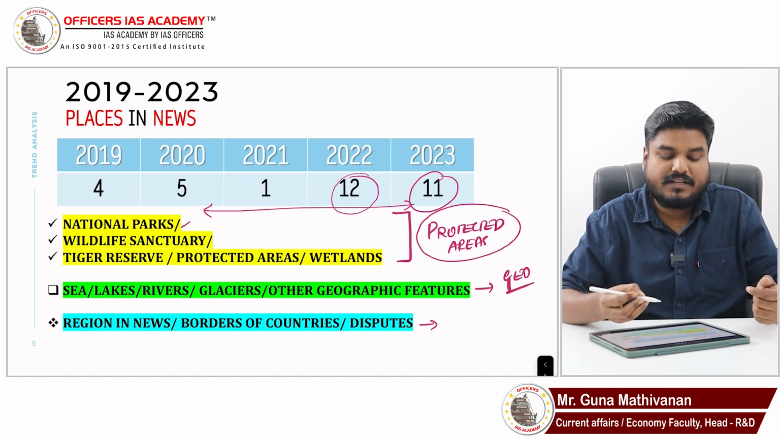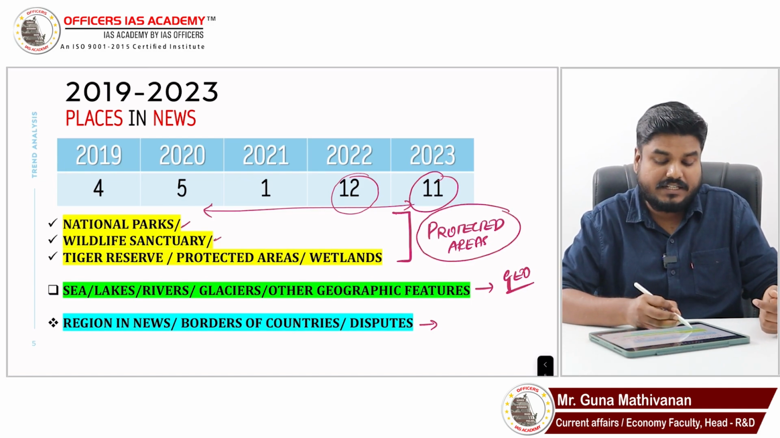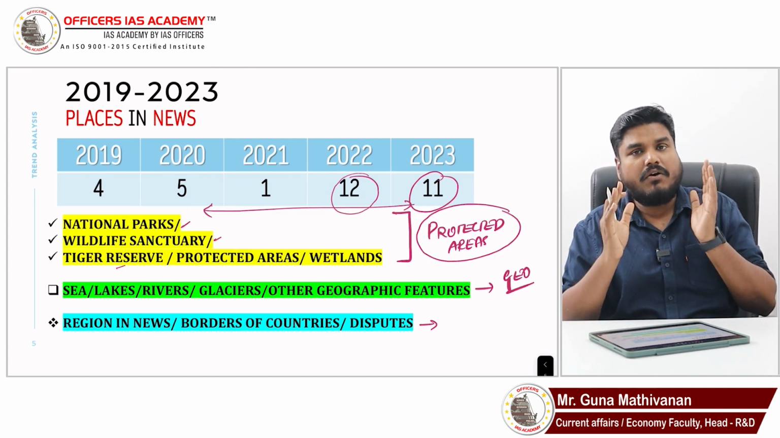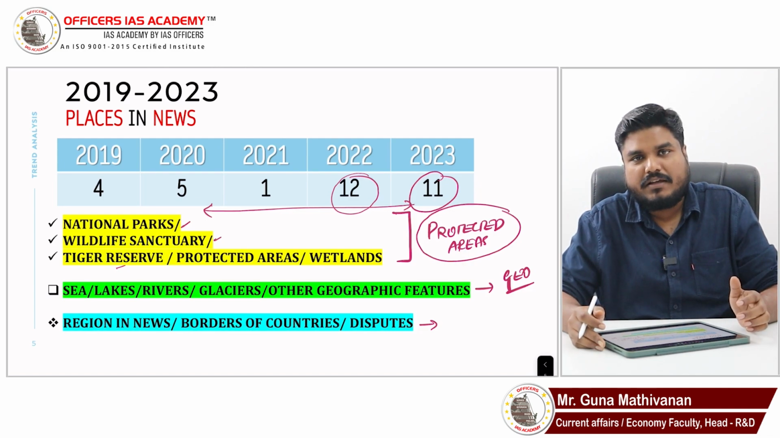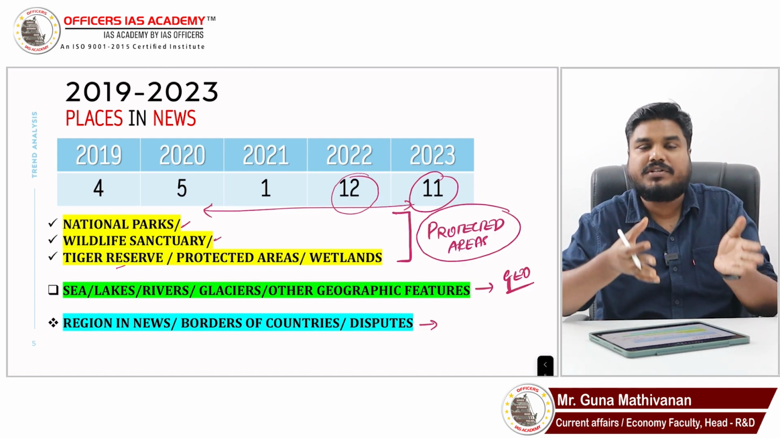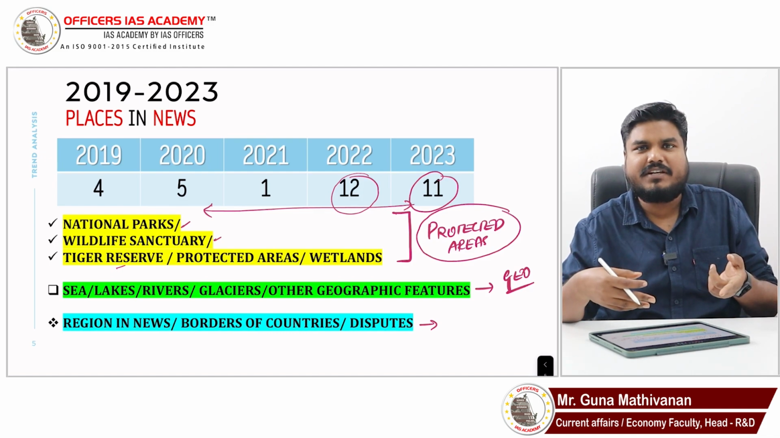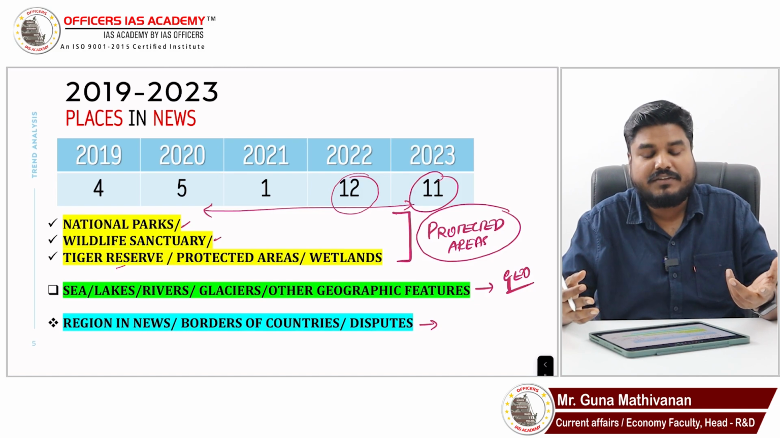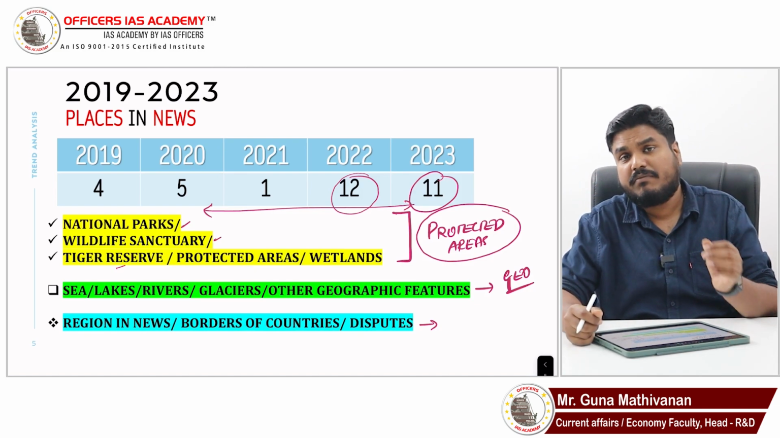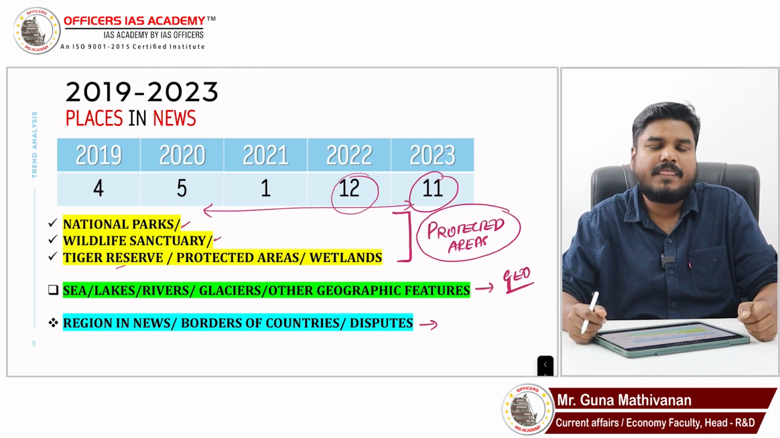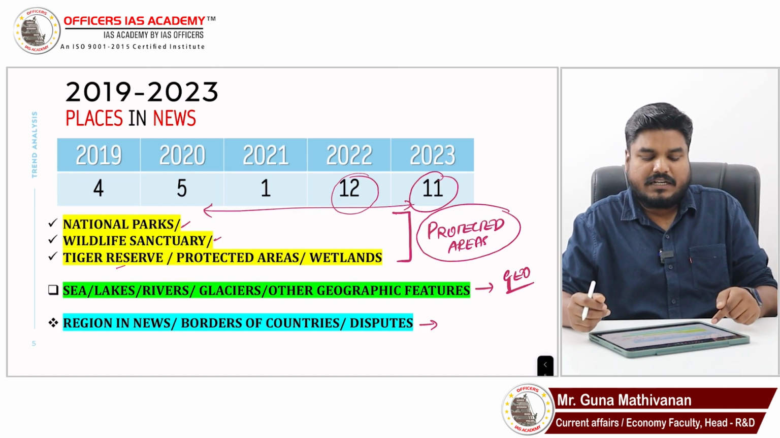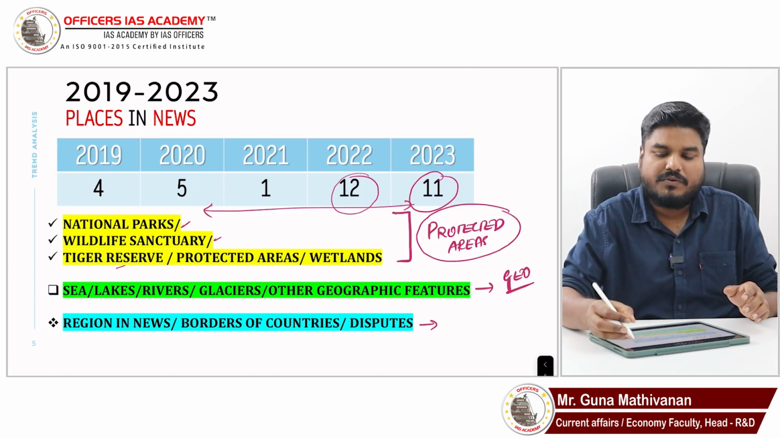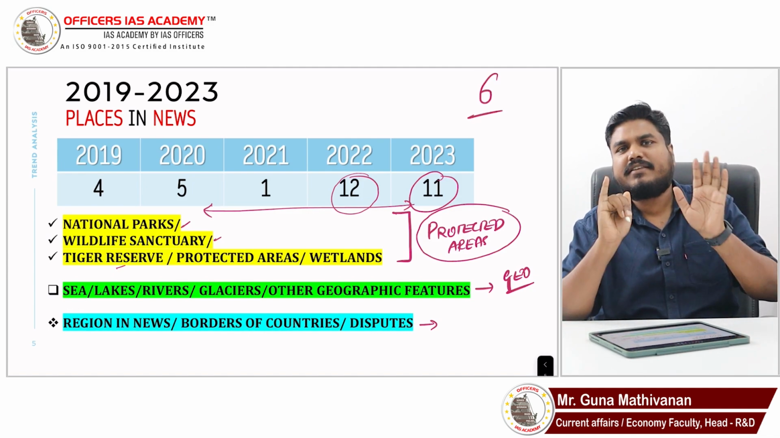If a national park, wildlife sanctuary, tiger reserve, any other protected area or wetland comes in news, how should we approach it? Because when we know how to approach a topic from the UPSC framework, it becomes easy to make notes and to revise. You should not have a random preparation; we should have a proper focused preparation. With respect to these protected areas, what we need to know is 6 areas. Just 6 areas.